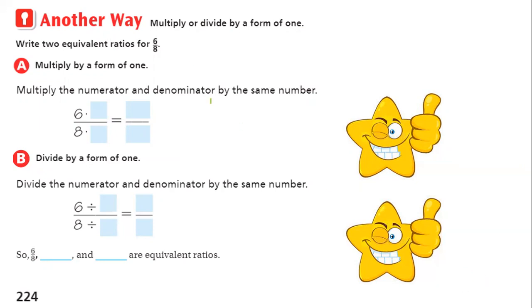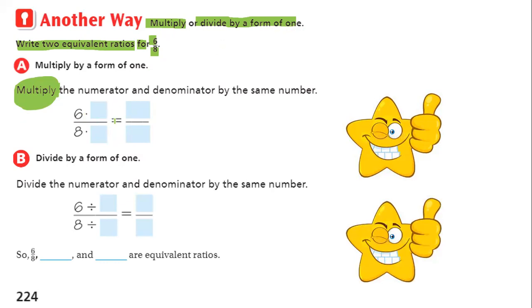Multiply or divide by a form of 1 to write two equivalent ratios for 6 to 8. 6 adults, 8 students. I need to multiply. If you want to get an equivalent fraction, you must do what? Multiply by any number you want.